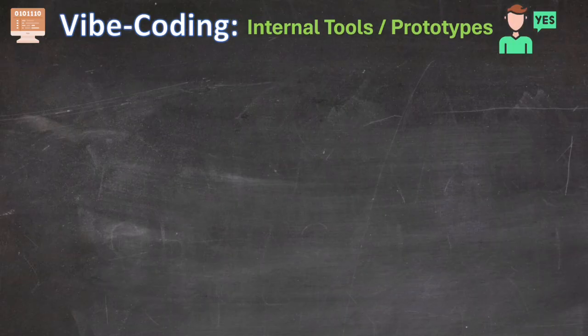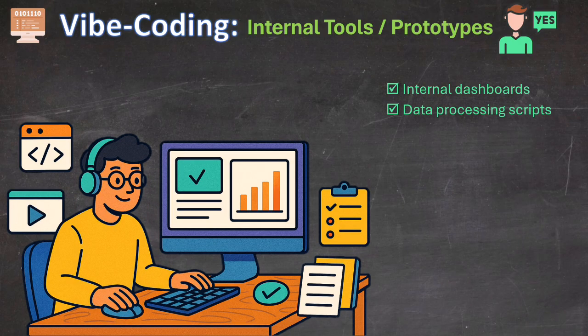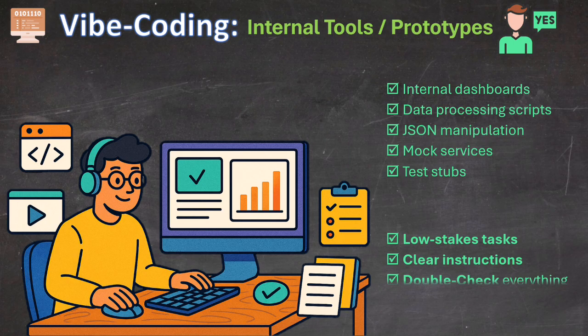Do number 3. Use vibe coding for internal tools, prototypes, and tests. This is where vibe coding absolutely shines. Dashboards, data processing scripts, test generators, JSON munging. All the stuff that's important but doesn't belong in your production repo. Consider vibe coding like having a team of very good interns. You are not going to assign critical tasks to them, right? It's the same thing here. Pick low-stakes tasks. Ensure these tasks have clear instructions. And double-check everything.